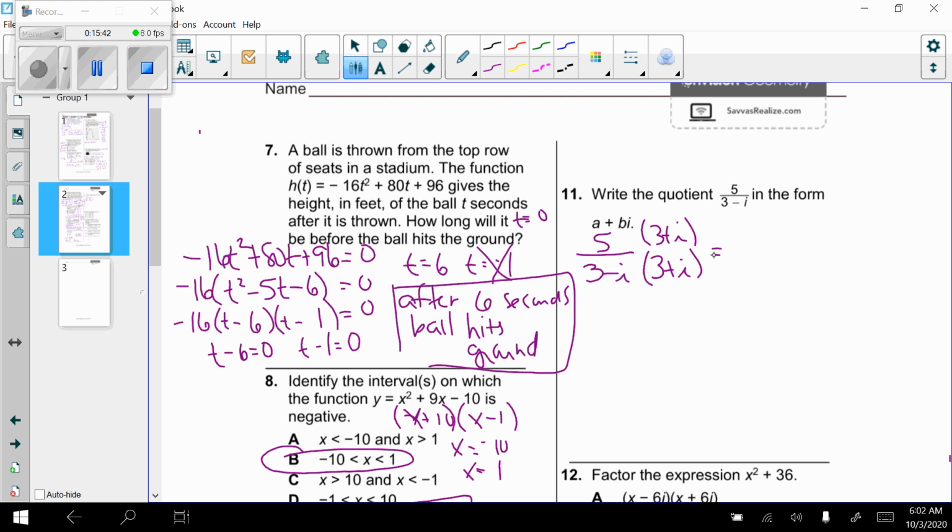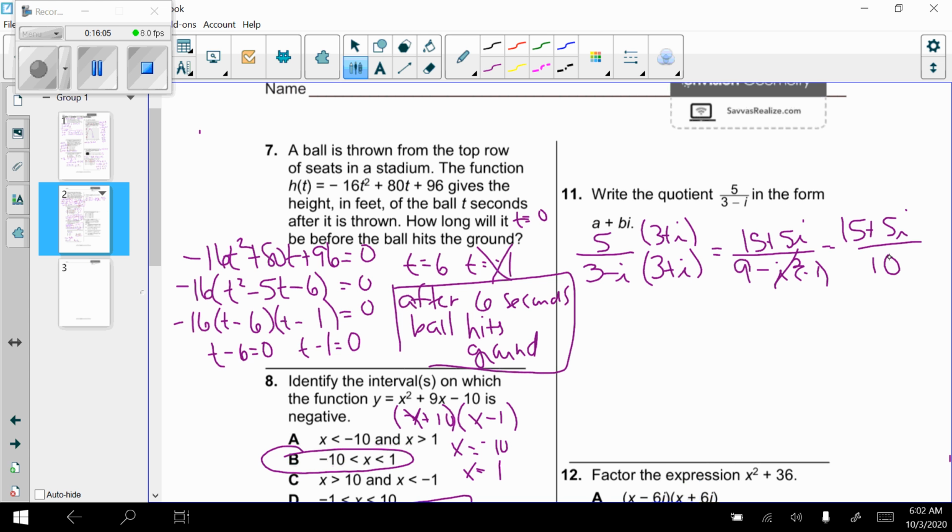So on top, distribute our 5. So I get 15 plus 5i over. On the bottom, I'm going to use our shortcut for conjugates. Our shortcut says the first term squared, so 3 squared is 9, always minus the second term squared, i squared. i squared always turns to -1. On top, I have 15 plus 5i over 9 plus 1, 10.